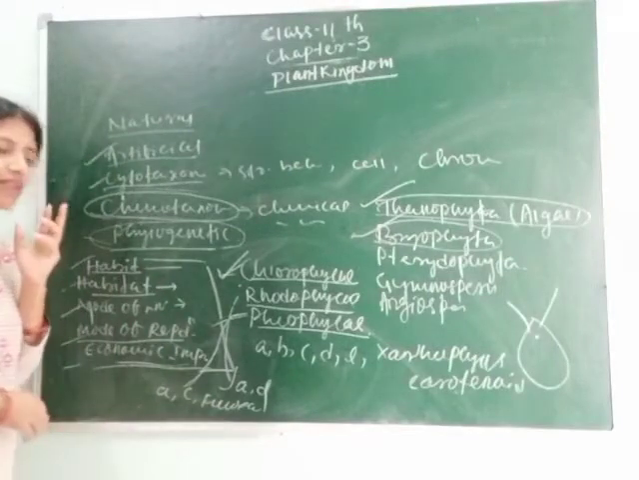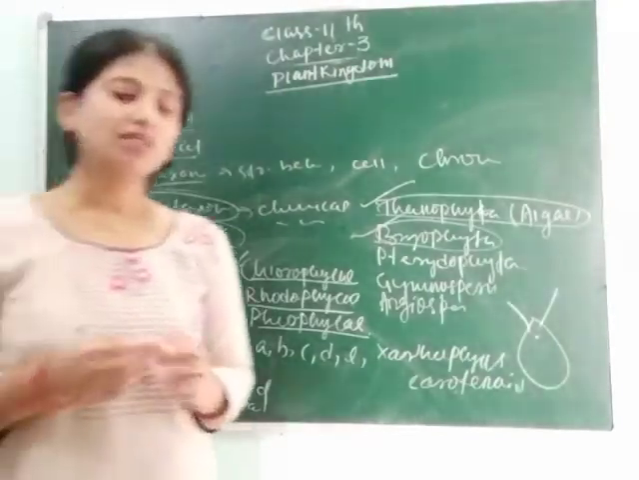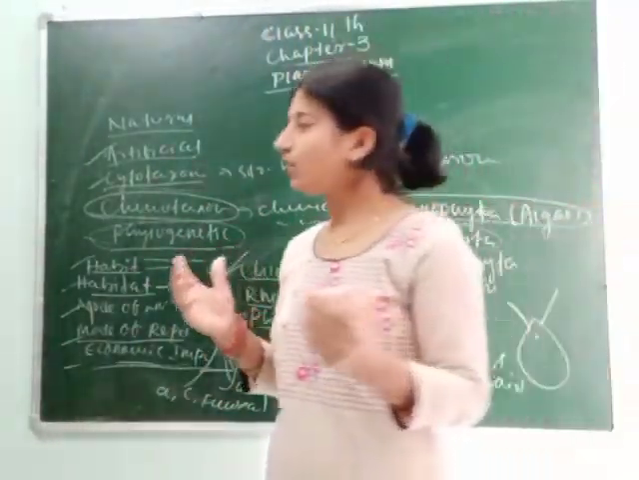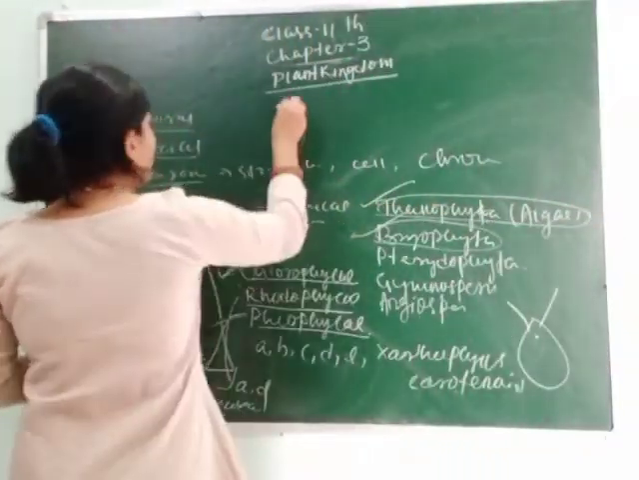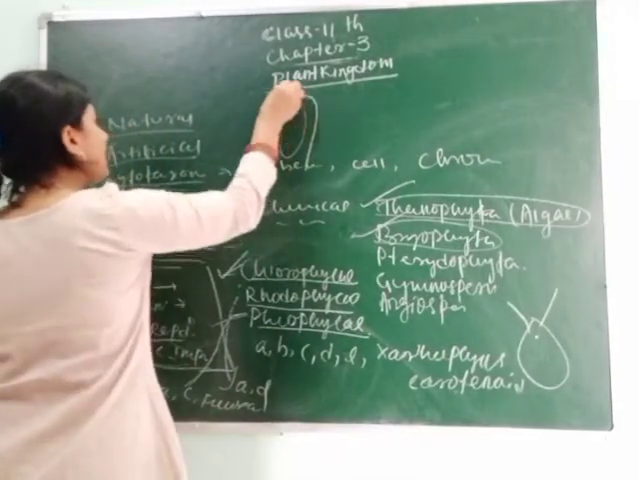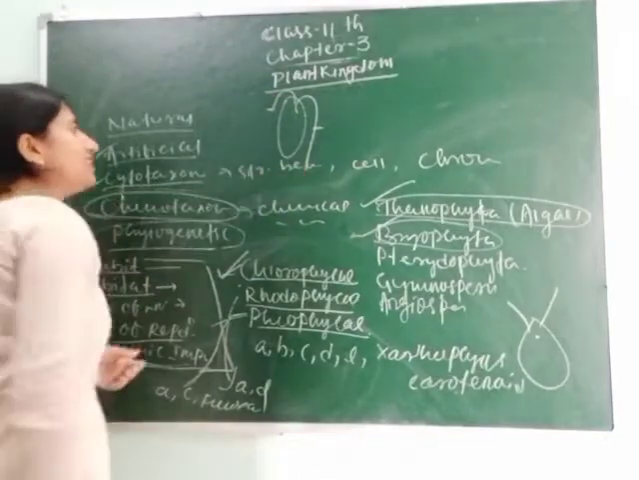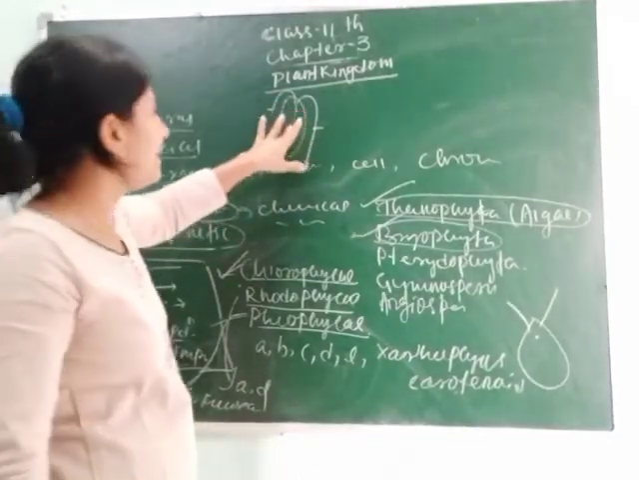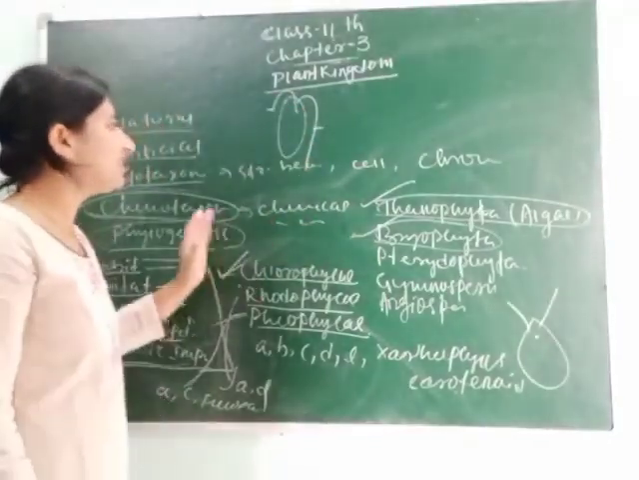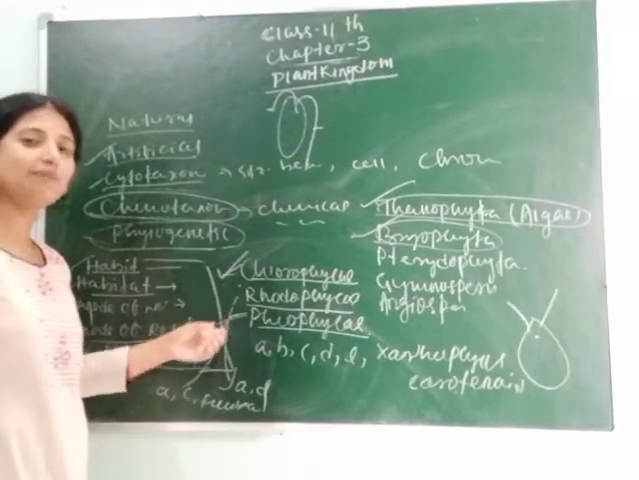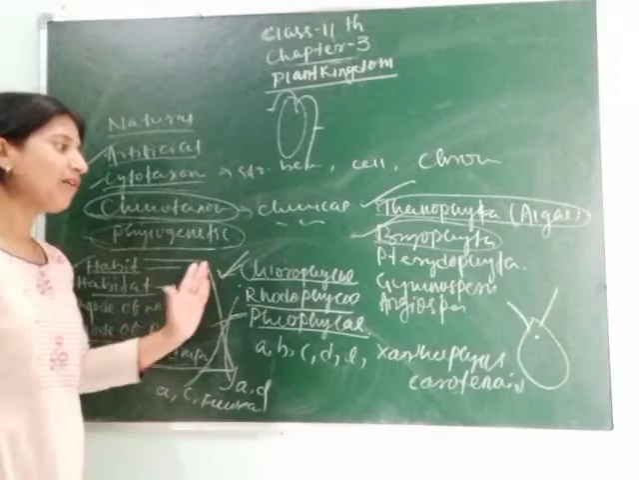Clear students? And they also have flagella, either two, and they are unequal or lateral, like one arises like this and one like this, meaning they are unequal. One is large in size and one is small in size. They may arise laterally. So these are the characters of Chlorophyceae, Phaeophyceae and Rhodophyceae, meaning about algae.